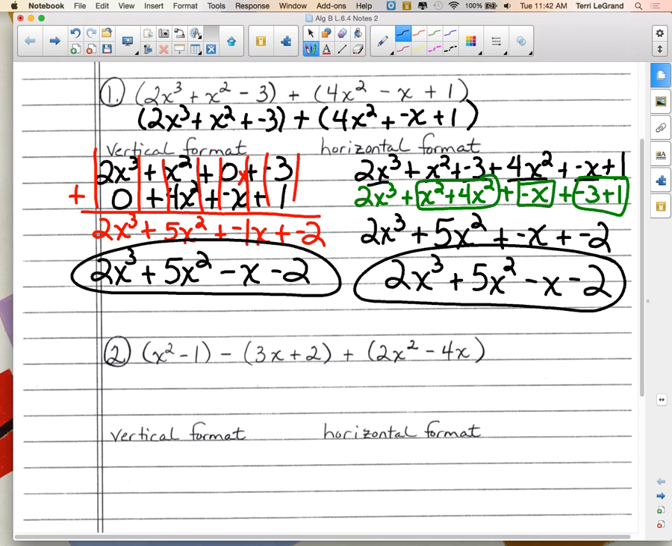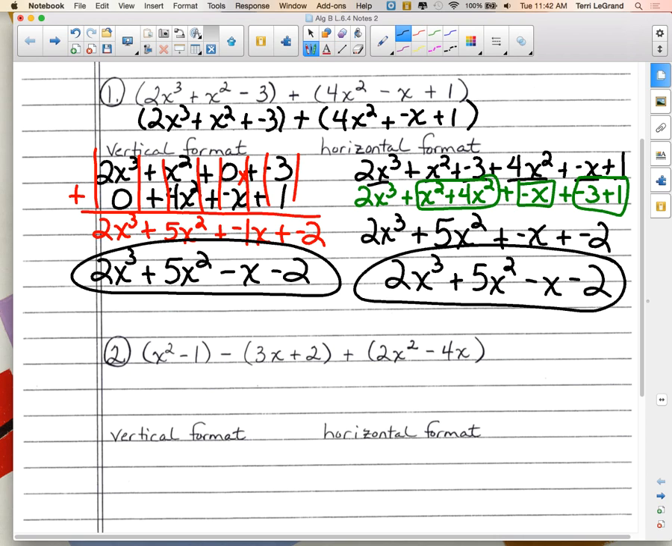Yeah. Would vertical format be an efficient way to add these guys? Not at all. Horizontal would be. And then the answer, I bet you already have the answer. What is it? But you can do this in your head. This is what?